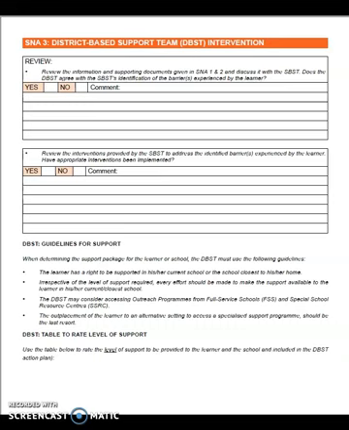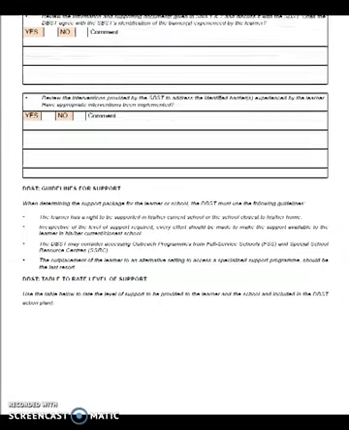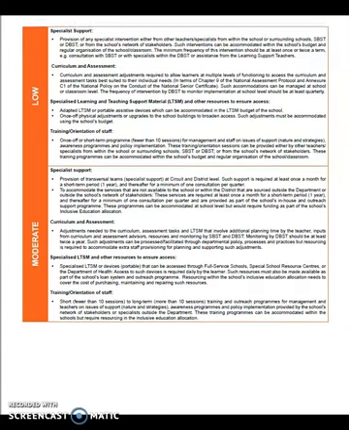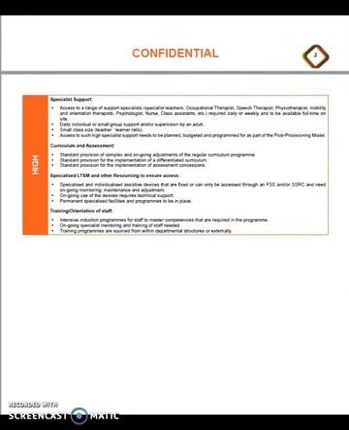And also then the DBST will look at the table to rate the level of support. Use the table below, which we're going to see, to rate the level of support to be provided to the learner and the school, and include the DBST action plan. So this is the table. So where exactly, what kind of support is needed? Low support or moderate support? Specialized support, curriculum assessment, and so on and so forth. So you need to go through that. And that is the high support.